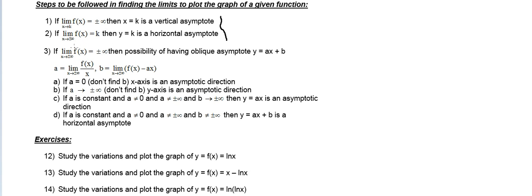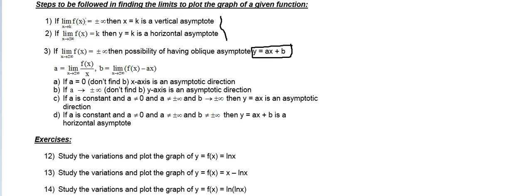previously, right? Now, if the limit of f of x as x approaches plus or minus infinity is plus or minus infinity, then there is a possibility of having an oblique asymptote. Sometimes directly we have an oblique asymptote, which is y equals ax plus b, and sometimes only a possibility of having oblique asymptotes. Let's see what's the difference.